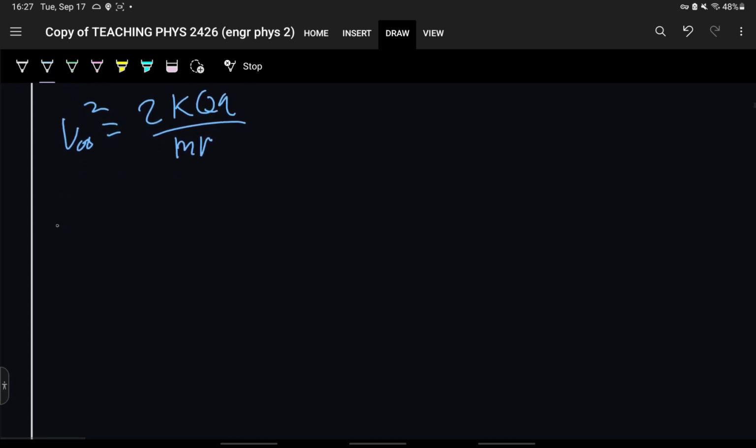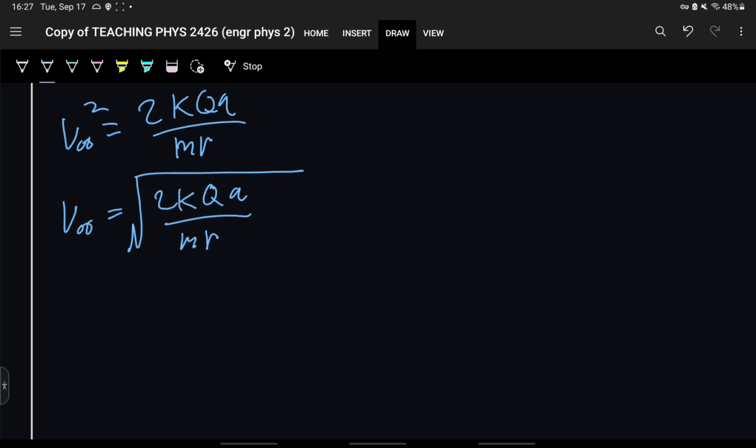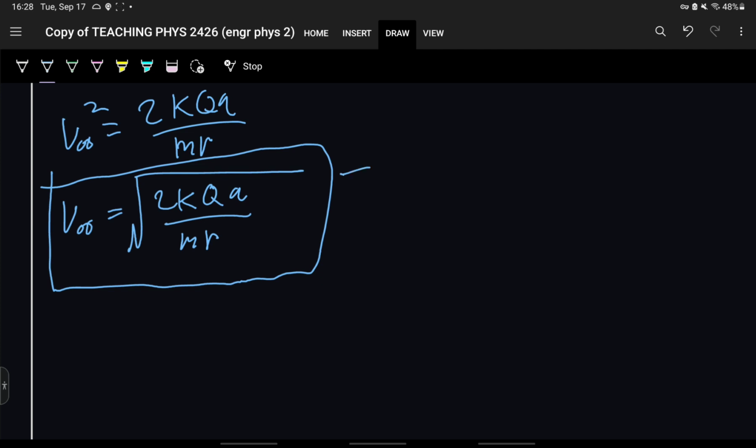And then we can take the square root of both sides, and then that'll leave us with v sub infinity is equal to the square root of 2 times k times Q times q all divided by m times r. Sorry, let me reword this. I'm stumbling over my words today. The speed v sub infinity of the charge lowercase q as it moves infinitely far away from the charge is this right here.